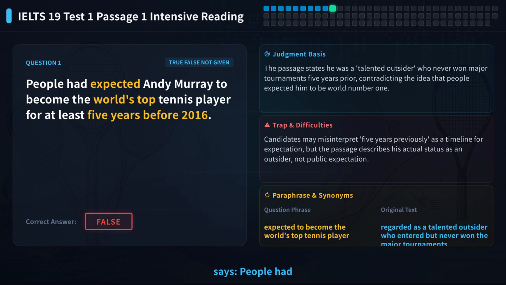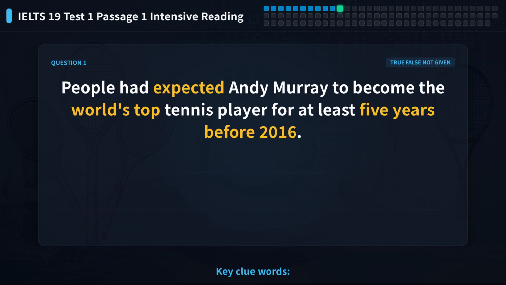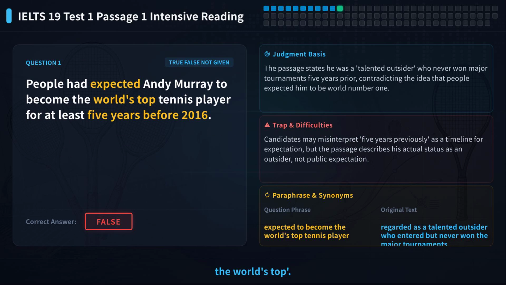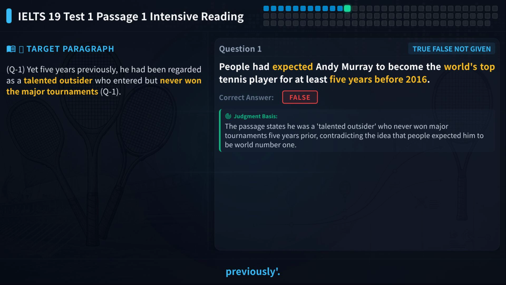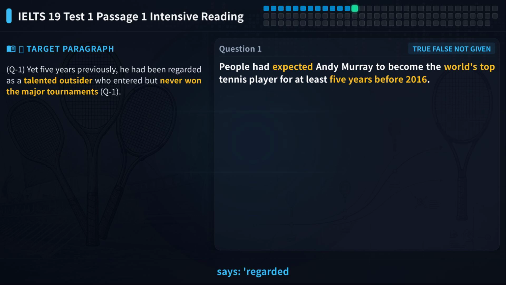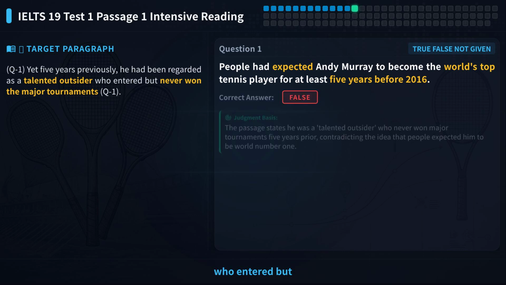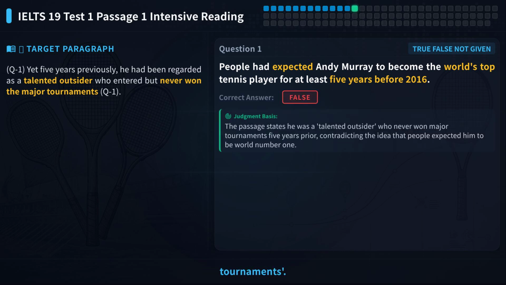The statement says, people had expected Andy Murray to become the world's top tennis player for at least 5 years before 2016. Key clue words, expected to become the world's top. Locate paragraph 1. The scanning landmark word is 5 years previously. The original text says, regarded as a talented outsider who entered but never won the major tournaments.